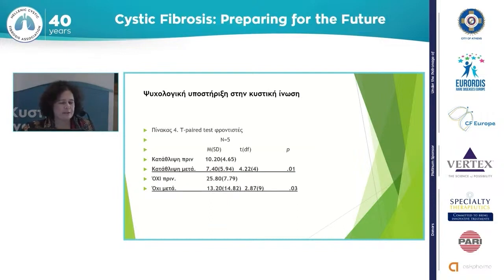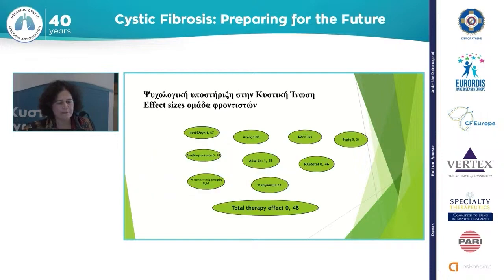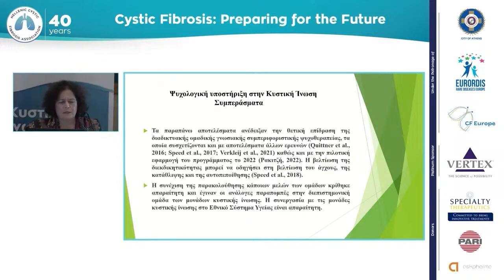In the carers group, we have a very small sample. However, we do have statistically significant results vis-a-vis depression and their ability to say no. And the effect sizes, well, moderate to high at all variables: depression, anger, functionality, etc. And total therapy effect 0.48, a very good one. Now, all these above results are correlated with a pilot implementation of 2022 and with international studies.